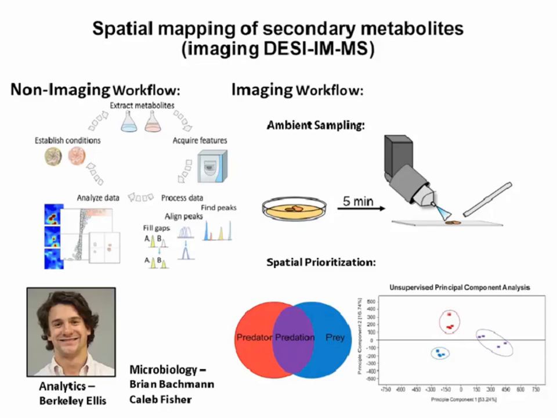To accelerate these types of analyses, we're combining the DESI with the imaging and ion mobility mass spectrometry. Using our imaging workflow, we're able to access the spatial location of each molecule and determine predator, prey, and predation within a single sample. Aside from spatial prioritization, our imaging workflow utilizes ambient sampling, such that our sample preparation is less than about 10 minutes without perturbation to the colonies within our system.